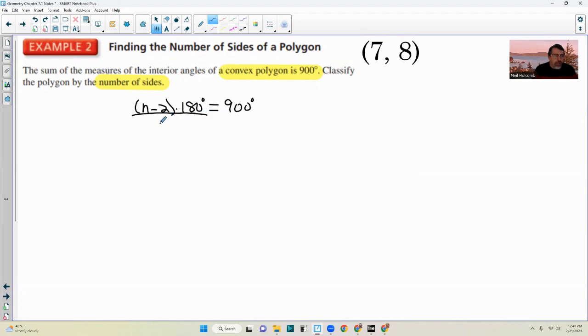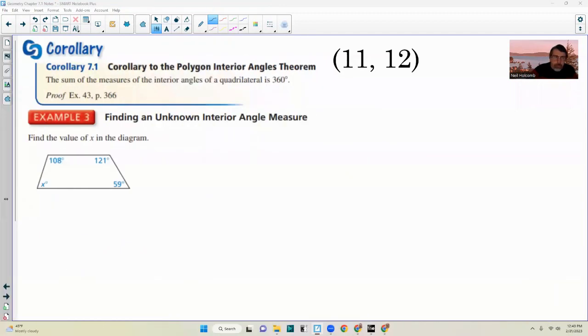To get n minus 2 by itself, I'm going to divide by 180 on both sides. Okay, these cancel, and I'm going to get n minus 2 equals, and 90 divided by 18 is 5. Okay, and I add 2 to both sides, and I find out n, which is the number of sides. So this is a 7-sided polygon if the sum of the interior angles is 900 degrees. Okay, so that's how you do example 2, and now you should be able to do problems 7 and 8 in the exercises.